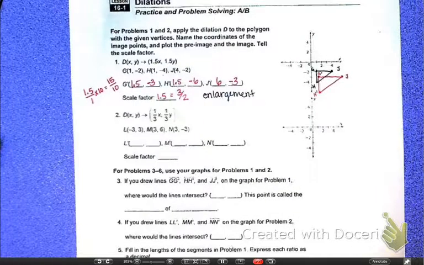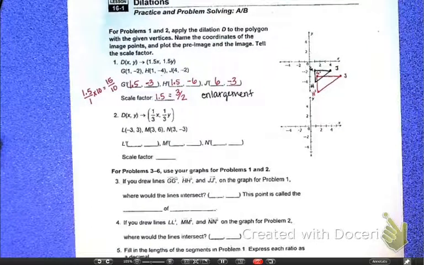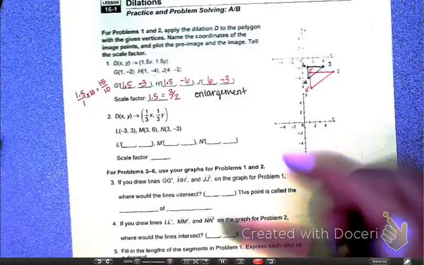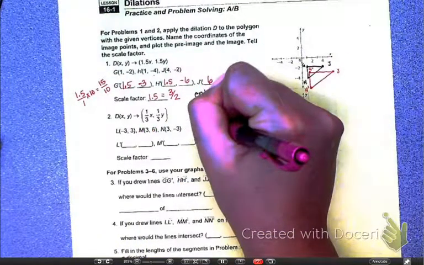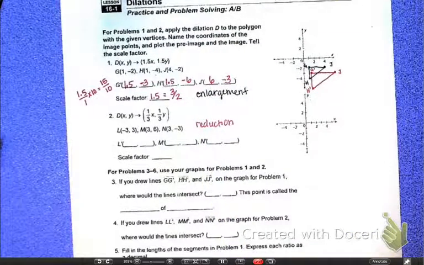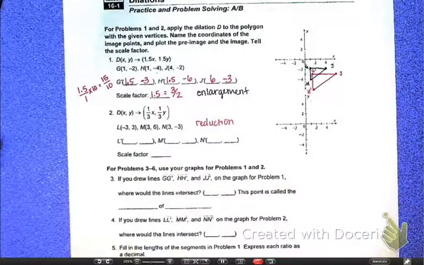Okay, so I'm going to have you do number 2. You're going to do the exact same thing. I want you to graph. What should happen based on the dilation you see, though? What's the dilation? What's the scale factor? It should get smaller because my scale factor is 1/3, right? So it should be a reduction. So take a second, you can work with your group if you'd like, and graph your pre-image, find the coordinates of your image, and then graph that as well.